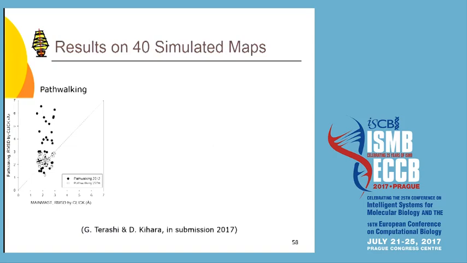And now there are two methods which could do the de novo modeling. One is called pathworking, done by the Baylor people at Baylor College. This is showing the results of the simulated maps from the data set of 40 simulated maps used by their papers. The x-axis is MAINMAST RMSD, the y-axis is the pathworking method. There are two versions of it. There are RMSD values, but in our case, our RMSD is around 2 angstrom.